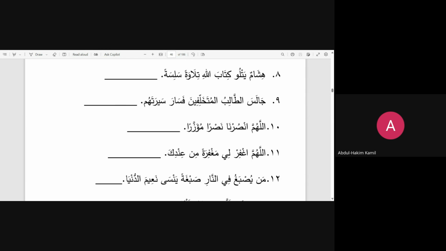This is what Waraqa ibn Nawfal told the Prophet sallallahu alaihi wasallam when he came back from the cave and he was afraid. If I was a young man, he was an old man. La ansuruka nasran mu'azzar. I would help you, a real help. He was an old man. And that's where this word comes from. That hadith is in Bukhari and Aisha.